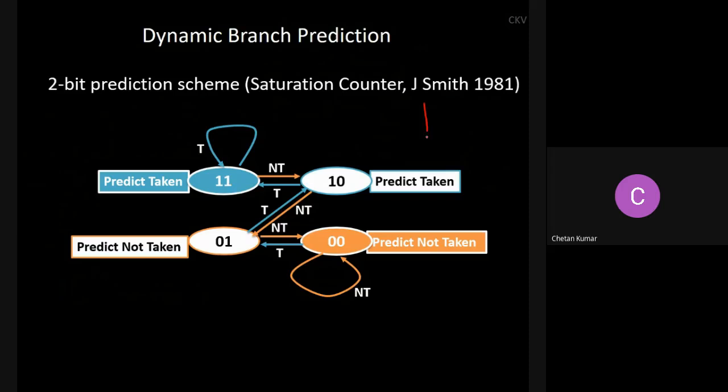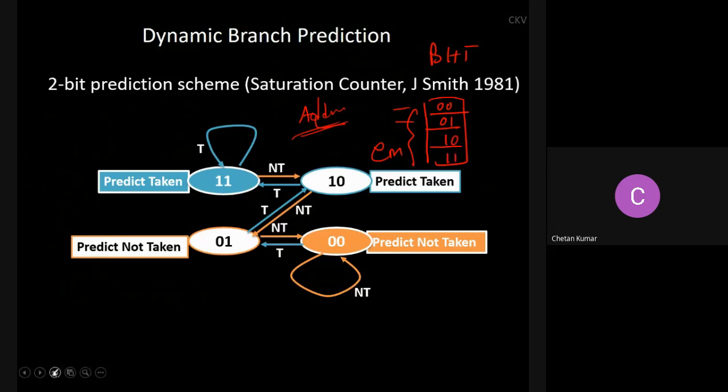Now, whenever you say that I have a branch history table for specific addresses, there will be many entries, and these entries will be accessed by the instruction addresses of the branch instruction. Here 2 bits will be stored. Based on these 2 bits, the prediction will happen. If it is 0 0, the prediction will be not taken. Here also it will be not taken. Here it will be taken, and here it will be taken.